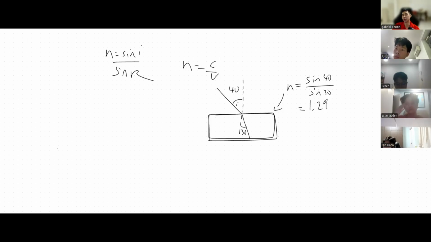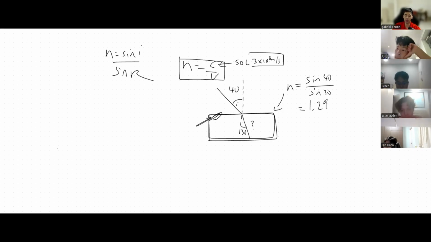Right now, once I have the refractive index, I can actually calculate how fast the light is going inside also, because with the second formula, C over V, C is the speed of light, which is 3 times 10 to the power of 8 meters per second. Have I introduced this to you guys before? No. Okay, now you need to remember that this is a constant number. Another thing to memorize: 3 times 10 to the power of 8. The speed of light is 3 times 10 to the power of 8.